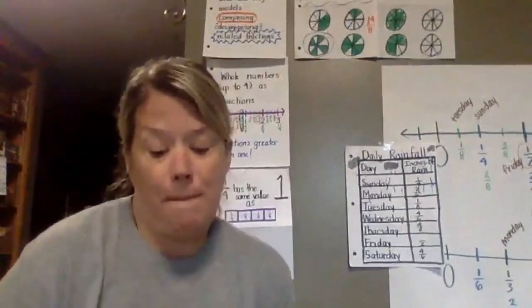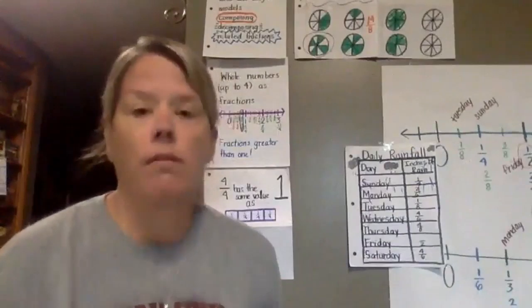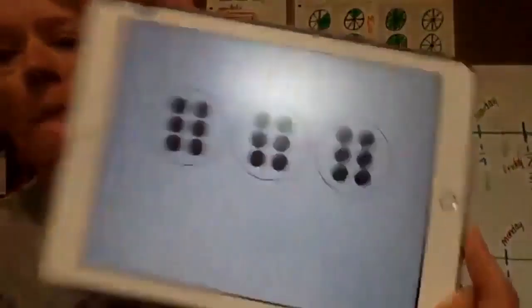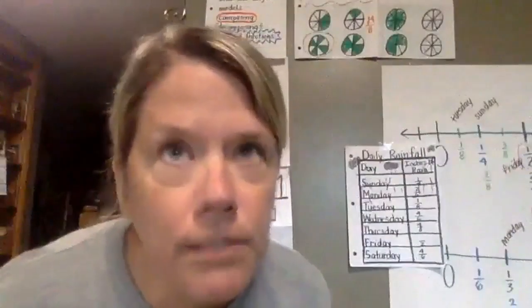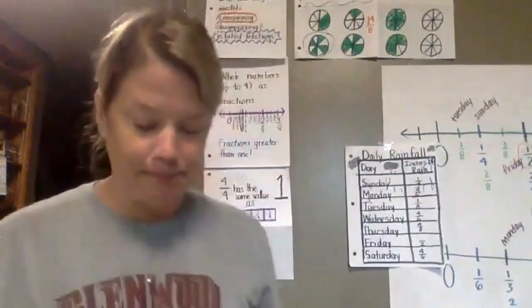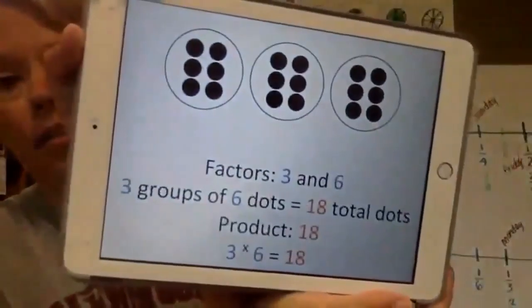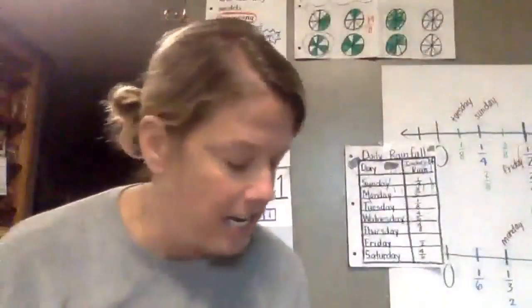I'm trying to skip a bunch because I know you know. Ready? 3 groups of 6. 3 and 6. What are our factors? 3 and 6, the product is 18.